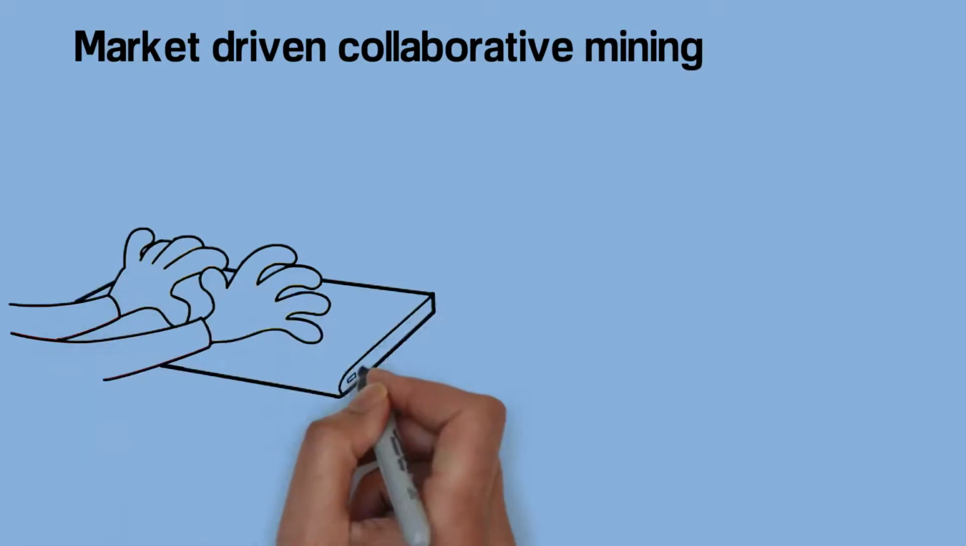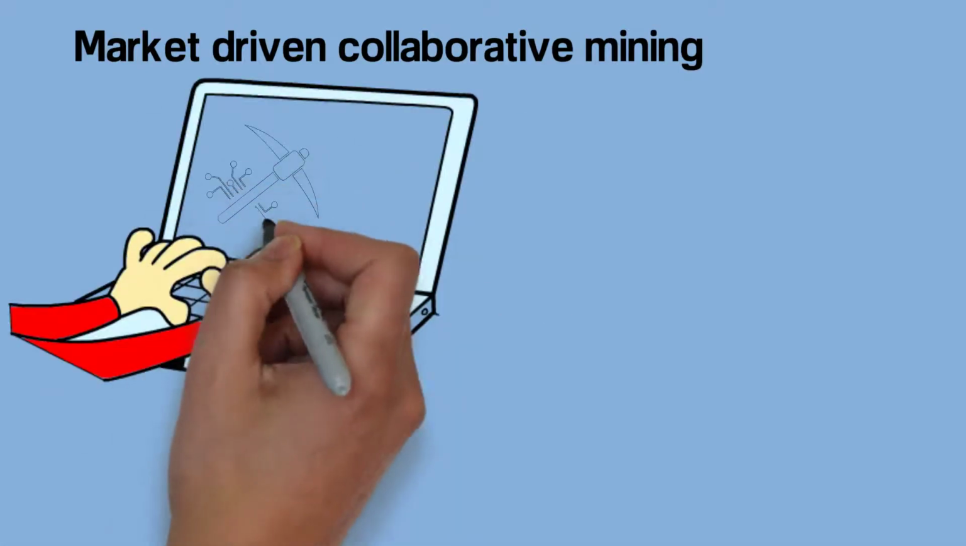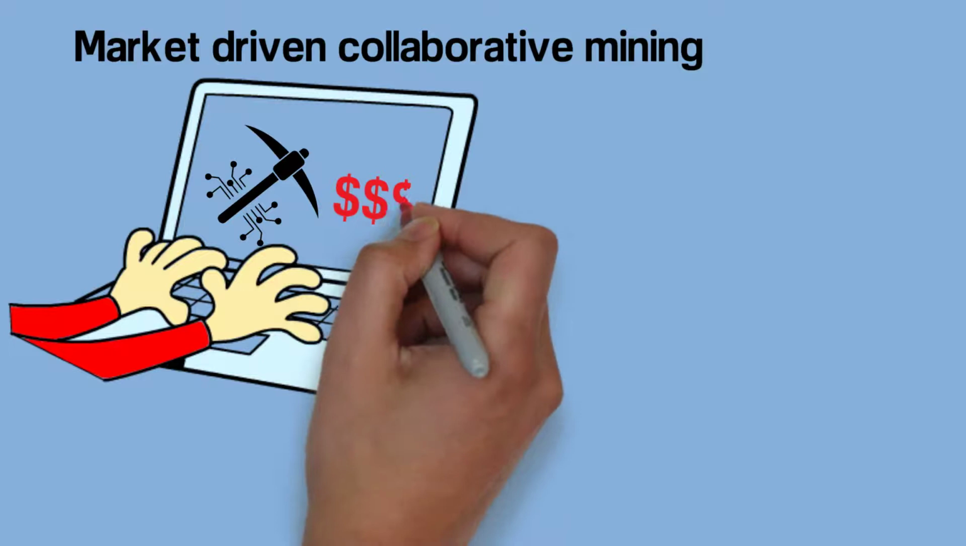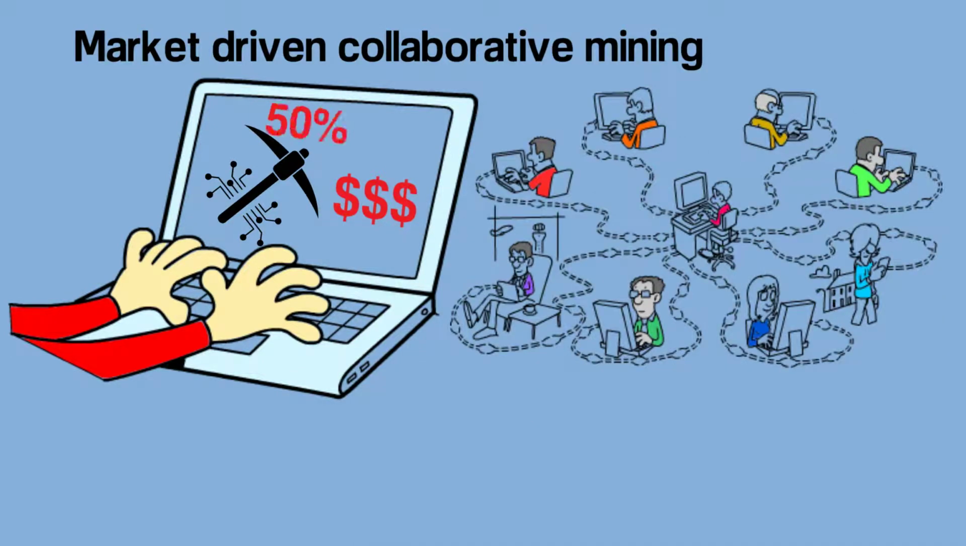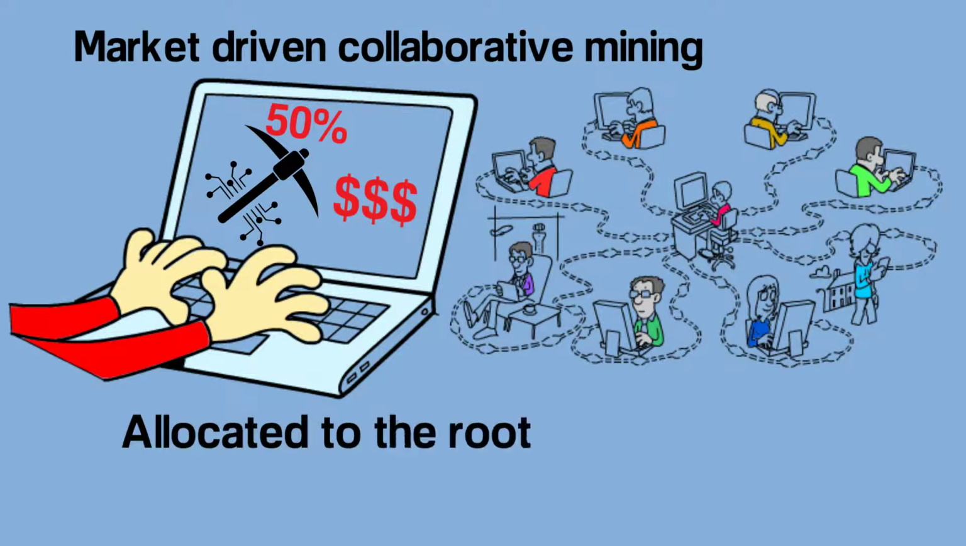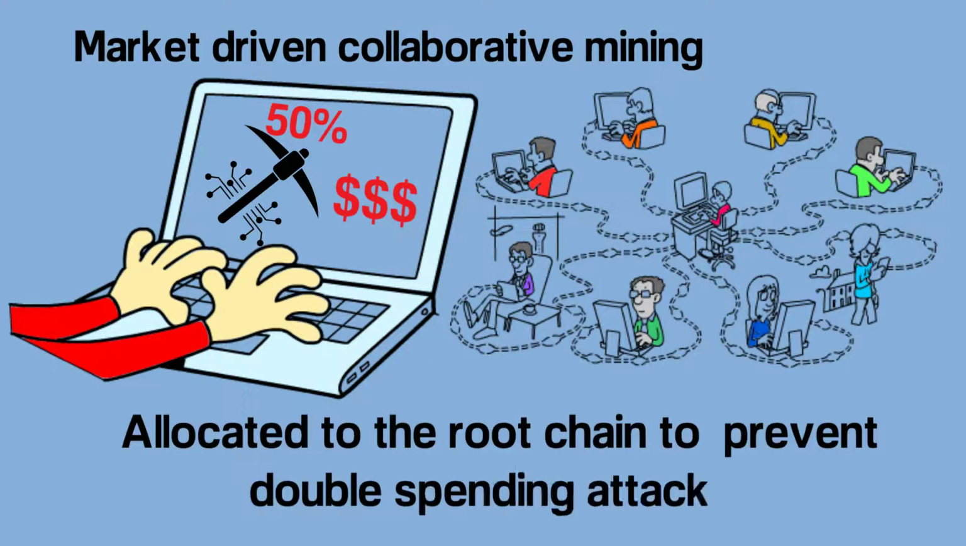4. Market-driven collaborative mining. We designed a game-theoretic framework for incentives, where hash powers are incentivized to distribute evenly among shards. There are at least 50% of overall hash power allocated to the root chain to prevent double spending attack.